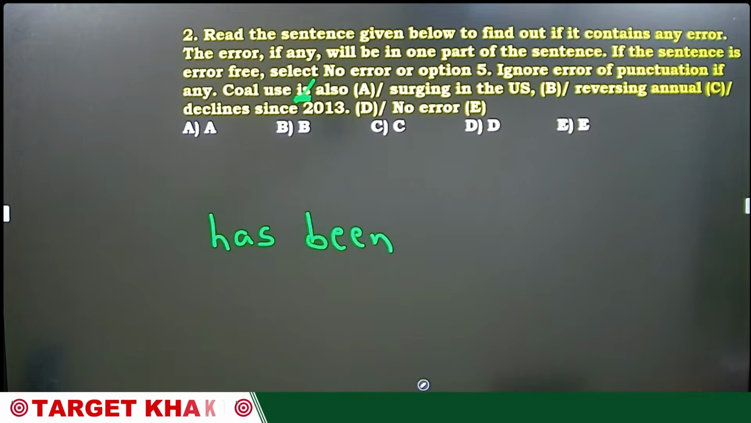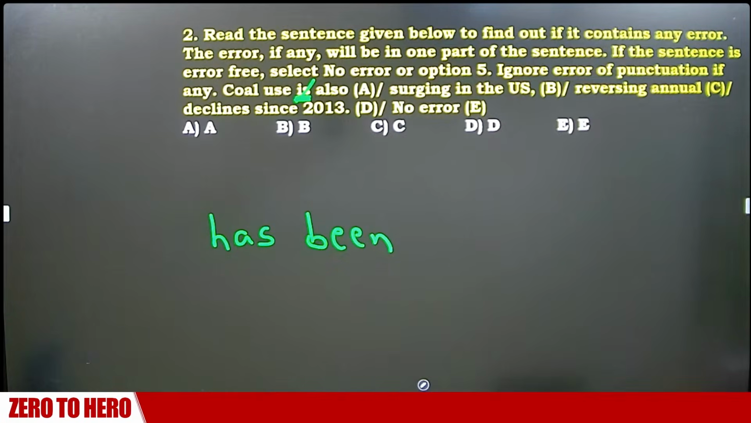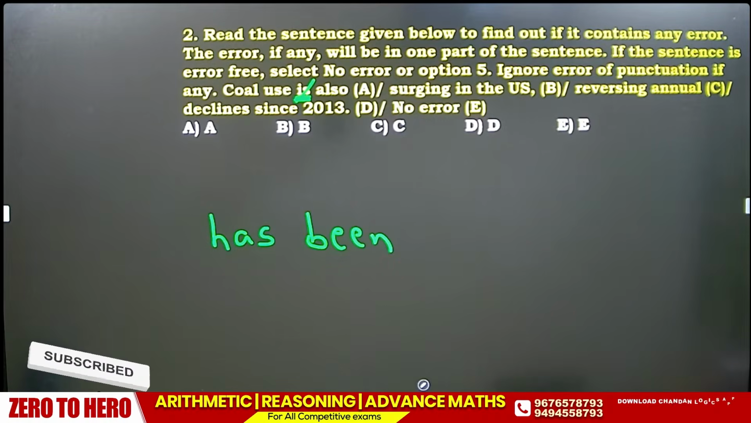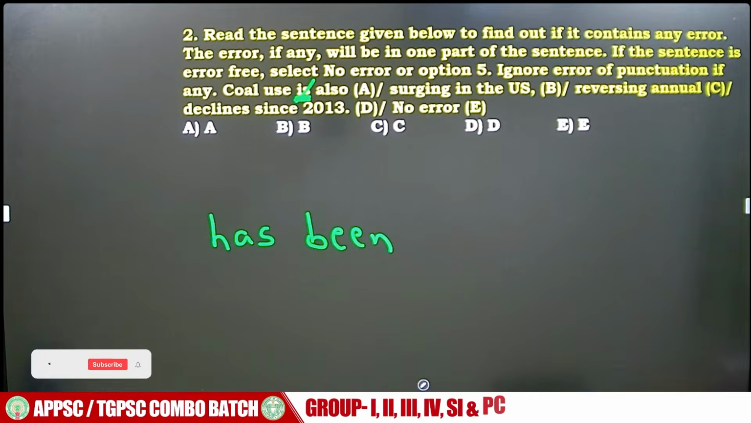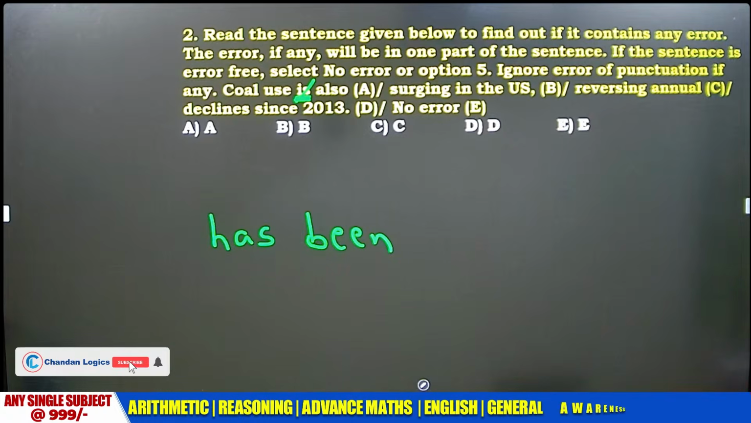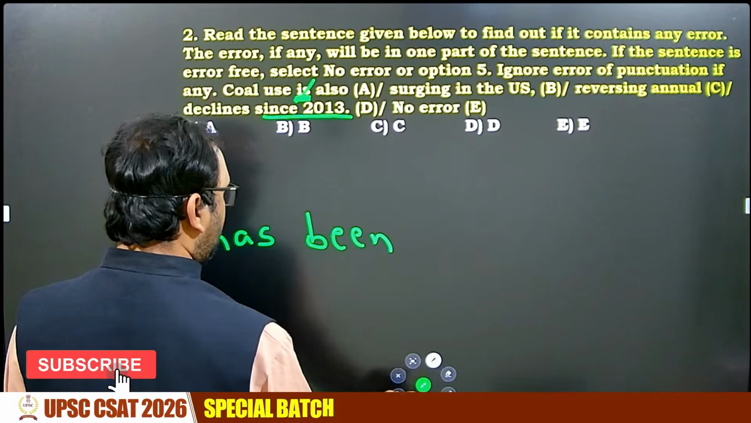See, when you say since 2013, you cannot say is, you better say has been. Because when we say since 2013, it is present perfect continuous. Since 2013, coal use has been. Coal use has been. Because present perfect continuous should come.